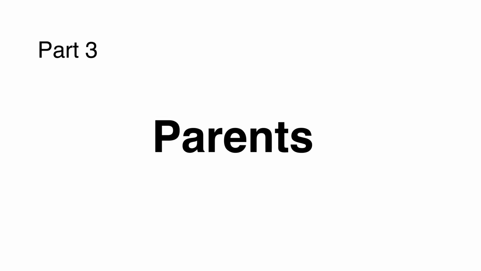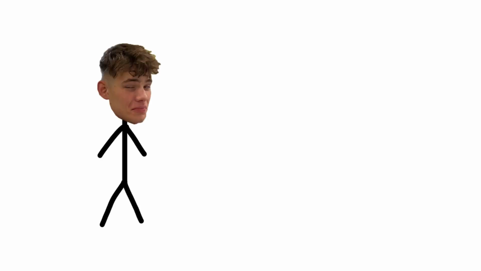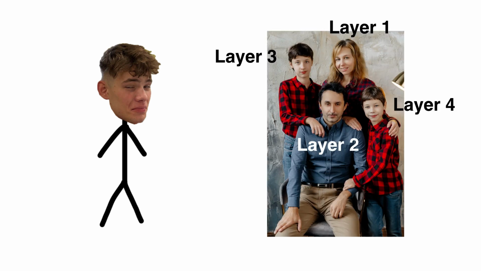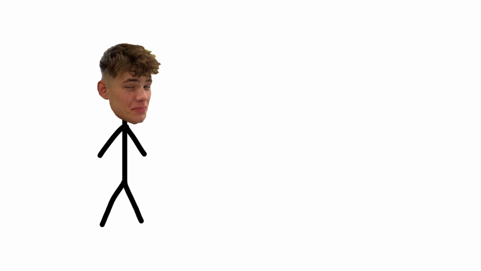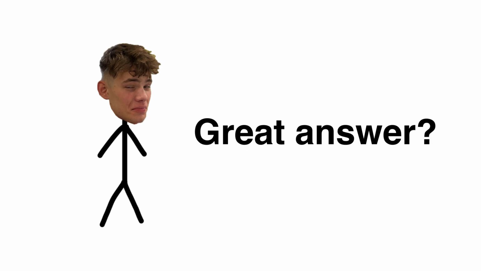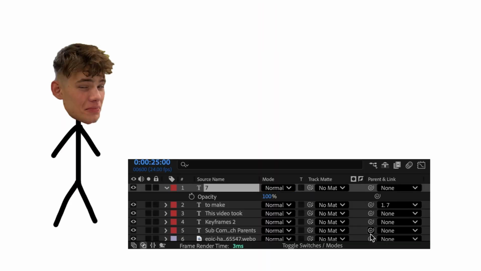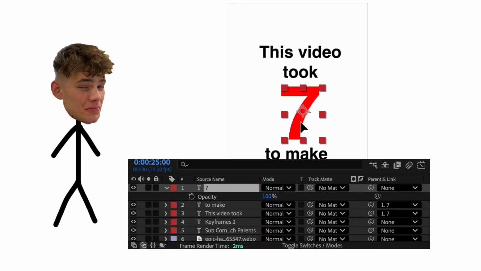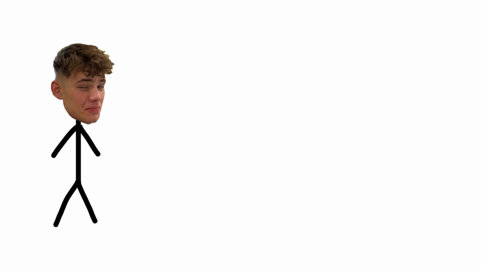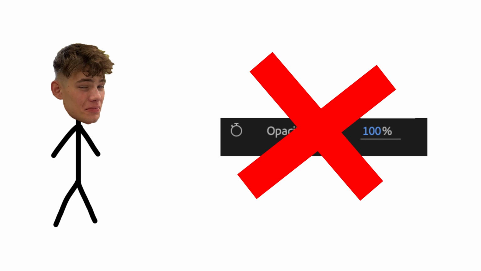Part 3, parents. I'm not talking about your parents, though I'm sure they're lovely people. No, instead, you can make your After Effects layers have parents. What does this actually do? Good question, and a great answer. Saves you time from adding more keyframes onto every individual layer. You tell the parent to move, and look at that, the kid just follows along. Just a quick disclaimer, this doesn't apply to every effect you add onto the parent. Opacity is a notable example, so just be wary of that one.